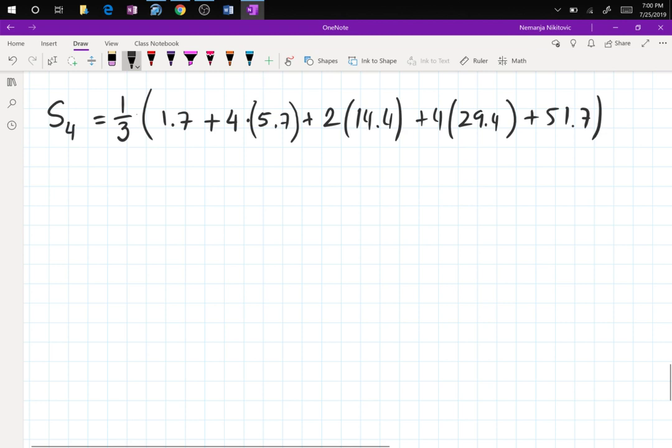Now we can punch all of this in the calculator. One divided by 3 times, open parenthesis, 1.7 plus 4 times 5.7 plus 28.8 plus 4 times 29.4 plus 51.7, to get S4 is equal to 74.2.